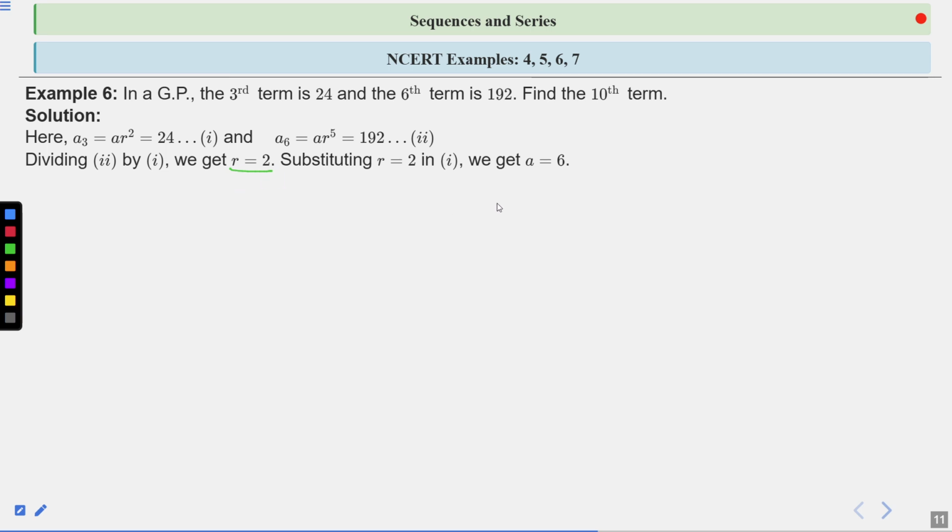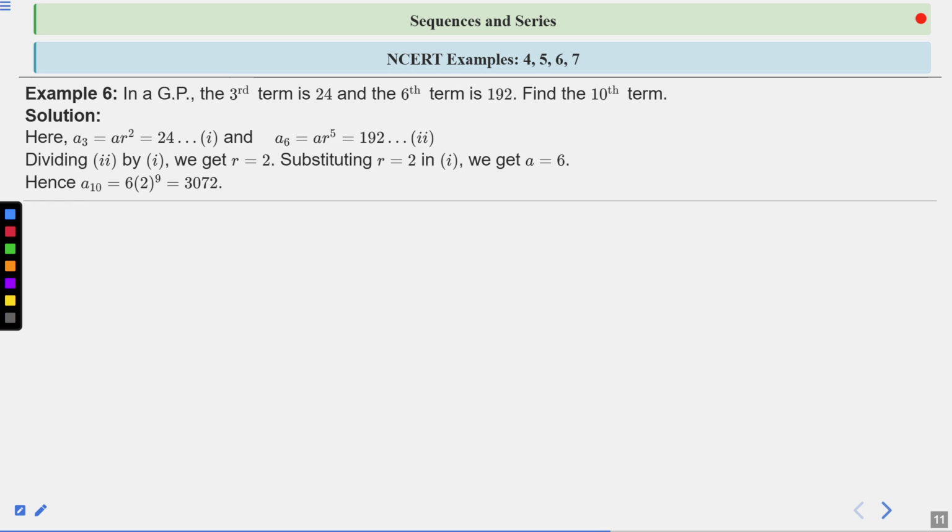Now, in order to get A, we are having R as 2. Now in order to get A value, just substitute R value either in equation 1 or in equation 2. So we are using equation 1 in order to get A value. So R is 2. So A times 4 is equal to 24, which gives me A value as 6.